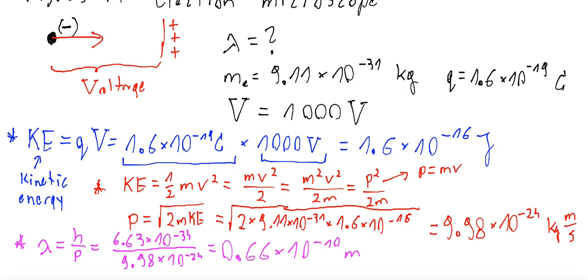So when an electron is accelerated by a potential difference of 1000 volts, the details which can be seen are in the order of magnitude of 10 to the power of minus 10 meters. Maybe a little bit more precisely, it will be 6.6 times 10 to the power of minus 11 meters. But this 1000 volts is the upper limit of accelerating potential difference, so usually it's around 10 to the power of minus 10 meters.